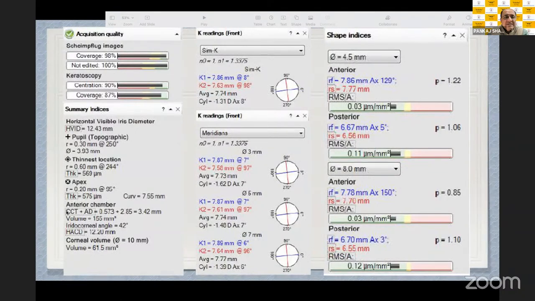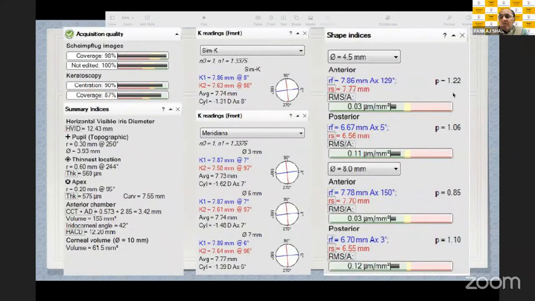Anterior chamber depth: central corneal thickness plus anterior chamber depth is equal to this. Okay. Volume of the anterior chamber, iridocorneal angle, horizontal anterior chamber diameter, corneal volume. So all these things are the same which are derived in Pentacam.